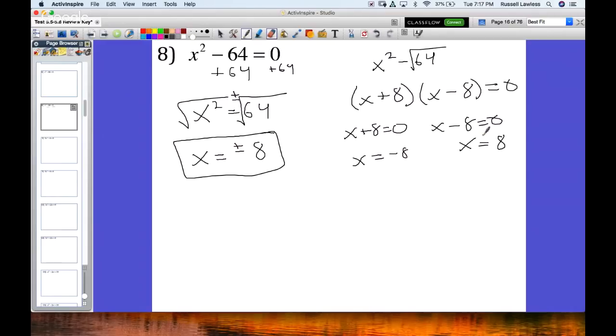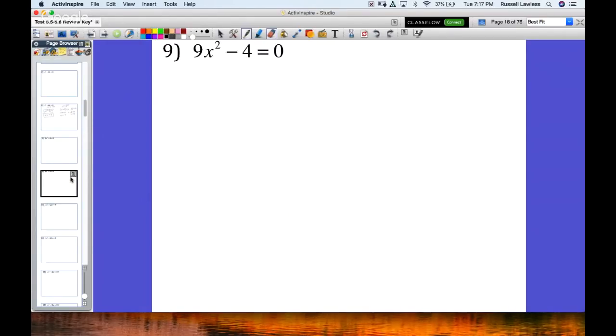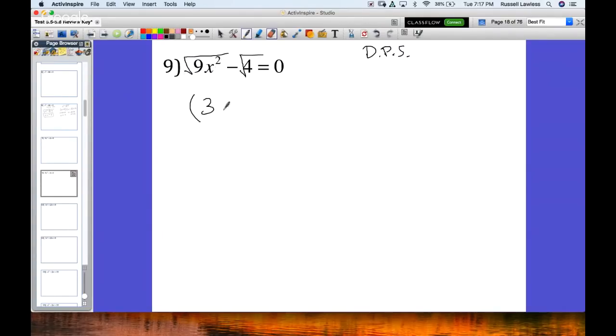Sometimes factoring will be easier. Sometimes it won't be easier. So case in point, if I'm looking at 9, I think factoring is going to be easier. So let's look at factoring. Now, the way that the difference of perfect squares method works is it has to be subtraction. And if it's subtraction, you're going to square root both of these. If I square root 9x squared, that's going to give me 3x.